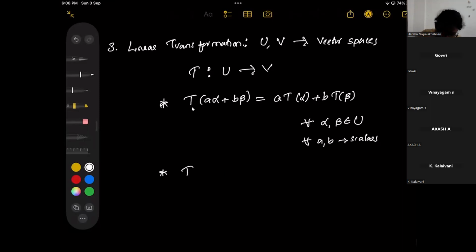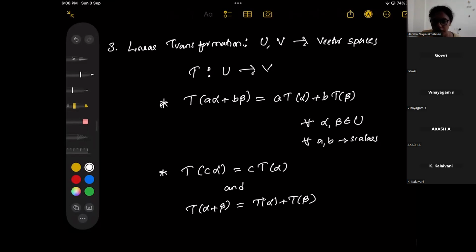In the way T of c alpha equals c into T alpha, and T of alpha plus beta equals T alpha plus T beta. If these two conditions are together satisfied, then what we are doing is just separating this condition into two conditions. Otherwise, we are combining these two conditions to get this condition. So both are equivalent. If either of these is proved, we can say T is a linear transformation. Is that clear for everyone? What is a linear transformation?